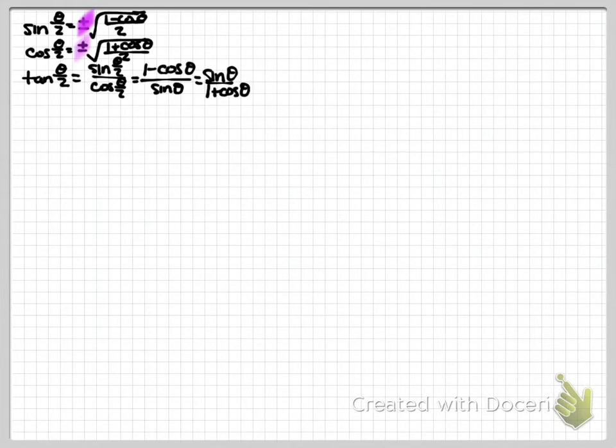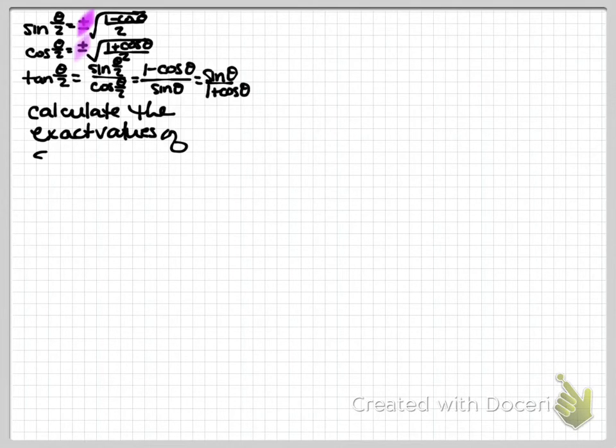Okay? So let's do our half angles. Now half angles aren't used that often, but they are used. So you do need to know them. Need to know how to find them. So we're going to calculate the exact values of sine of theta divided by 2, cosine of theta divided by 2, and tangent of theta divided by 2.